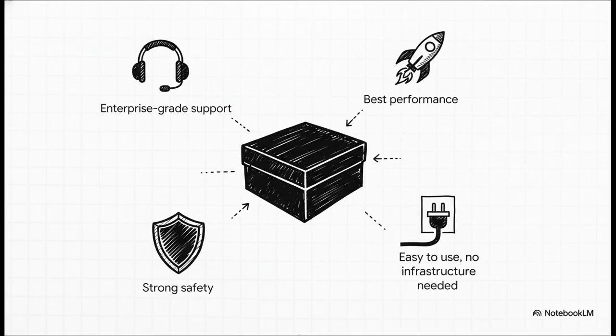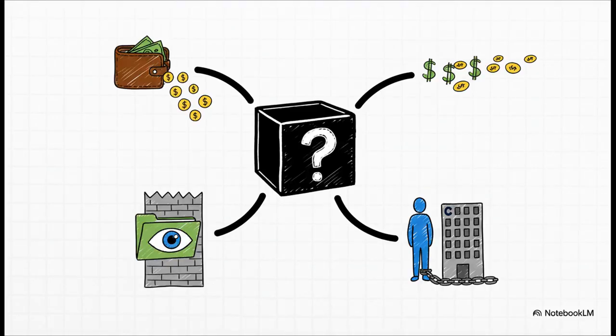The main draw here is just undeniable. You get state-of-the-art results right out of the box. These models are typically the most powerful and the most accurate on the market. They're incredibly easy to use since you don't need any special hardware, and they come with really robust safety features and customer support. But that convenience definitely has its price. You pay for every single bit of information you process, every token, and that can get expensive fast.